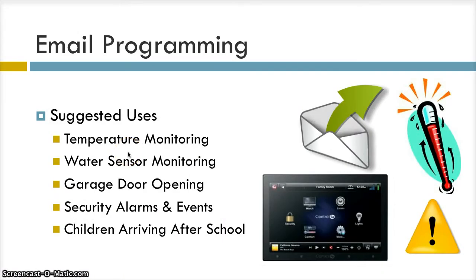This issue is about email programming. Suggested uses would be temperature monitoring, wanting to know when freezing conditions are happening or temperatures in the attics are getting too high, and water sensor monitoring. Maybe you have a flood sensor underneath a sink and the water is overflowing and you want to be emailed immediately when that happens. Garage door openings.